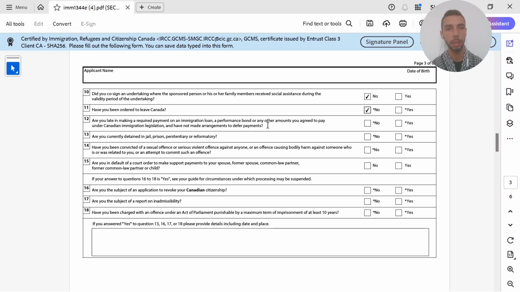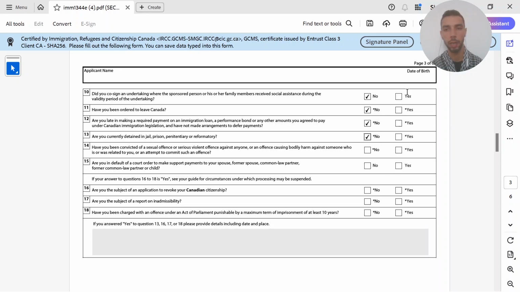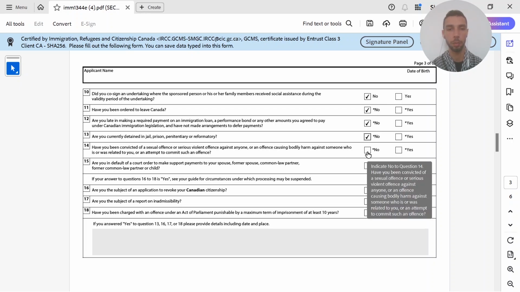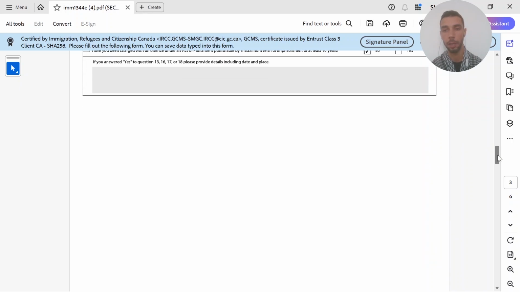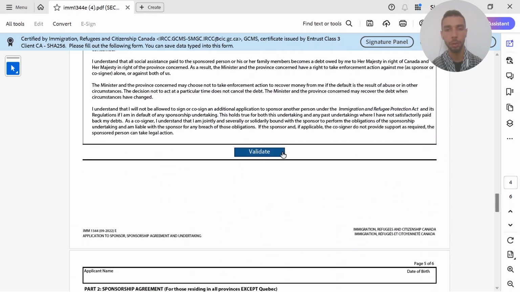No. Are you late in making a required payment? No. Are you currently detained in jail? No. Obviously, you can understand why if you answer yes here, you're going to be ineligible as a sponsor. Have you been convicted of sexual offense? That's a no. Are you in default of a court order? That's a no. And question 16, are you the subject of an application to revoke your Canadian citizenship? No. Are you the subject of a report on inadmissibility? That's also no. And finally, have you been charged with an offense under an act of parliament punishable by maximum term of imprisonment or of at least 10 years? That's a no.